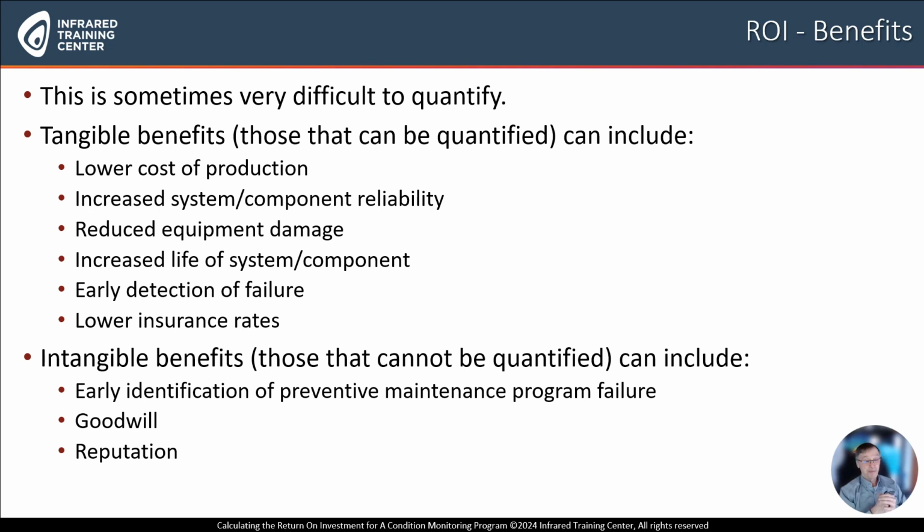Now, the intangible benefits, those that can't be quantified, can include early identification of preventive maintenance program failure. What we mean by that is identifying when things are starting to go wrong, when components start to fail or processes start to not be as efficient. And then there's goodwill and the reputation of the company itself.